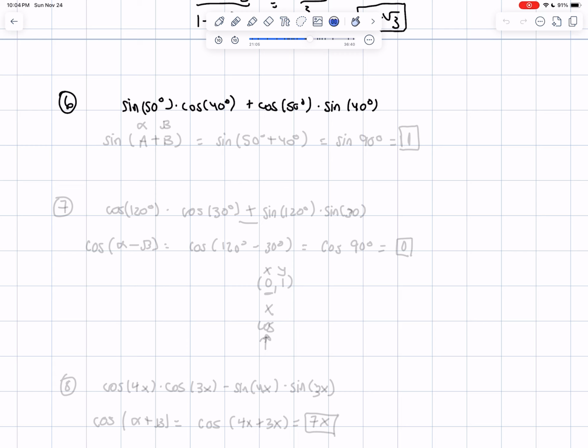I see that we have alternating sine and cosine. So right away, I know this is going to be sine. And then if it's positive, that's what's written here, then it'll be positive written here. So if I have positive, it'll be 50.